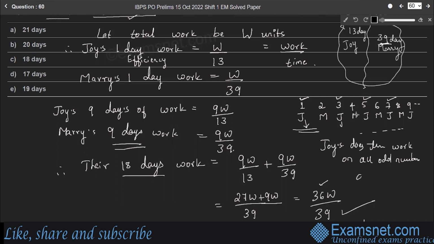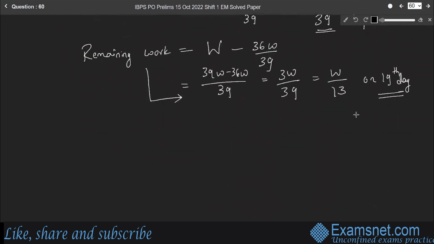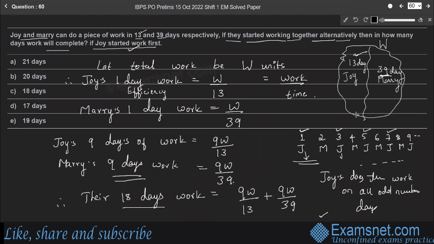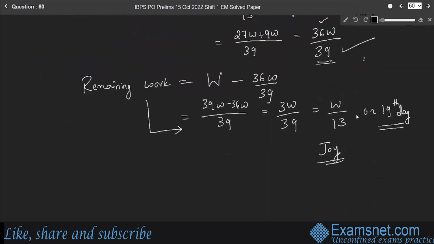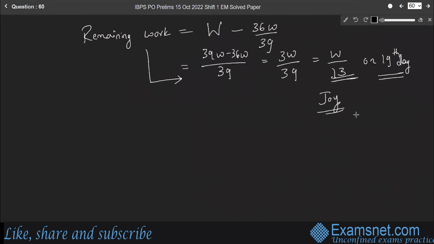Odd number days. Therefore, again on the 19th day, this work has been done by Joy. Because W by 13 is Joy's one day work, the remaining work is completely done by Joy. Therefore, the total work has been completed. Totally, they take 19 days to complete the work.